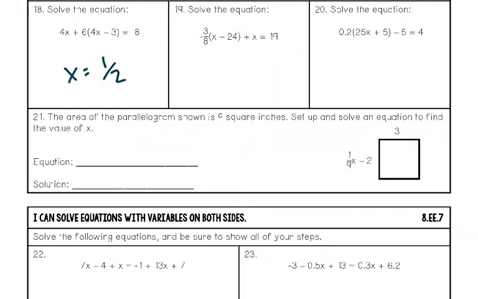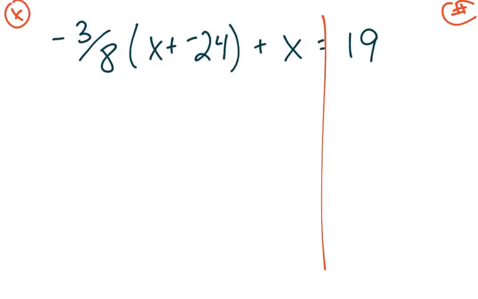Let's go ahead and look at number 19. So I'm going to set up my equation here with the numbers on the right and my x's on the left, since that's where they are. I'm going to start by distributing because this number is on the outside of parentheses. It makes it easier and simpler for me to look at this problem once I distribute. So I'm going to do negative 3/8 times 1x. So I have negative 3/8 x plus 9, because a negative times a negative is positive, and 3/8 of 24 is 9. Then I'm just going to bring down this plus 1x.